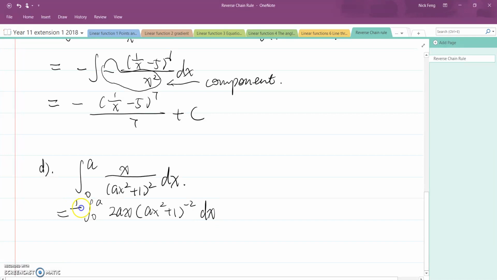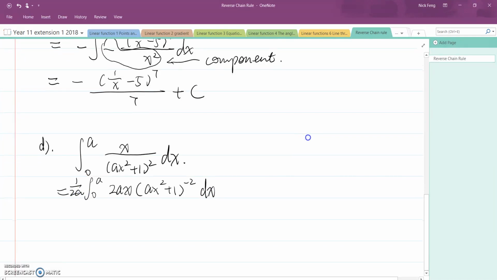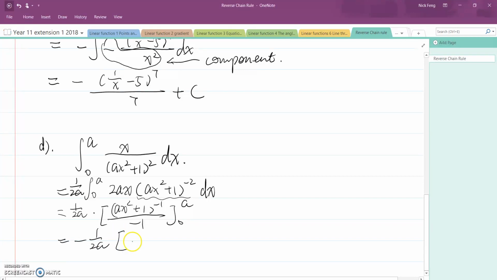And then, of course, you didn't have the 2a. Now you need to balance it out. Now, everything goes as usual. Integrate this as a whole function. That becomes (ax squared plus 1) to the power of negative 2 plus 1, which is negative 1, divided by negative 1. And then we need to substitute in from 0 to a. Take out the negative 1 as a common factor, and then that is (ax squared plus 1) to the power of negative 1, substitute from 0 to a.